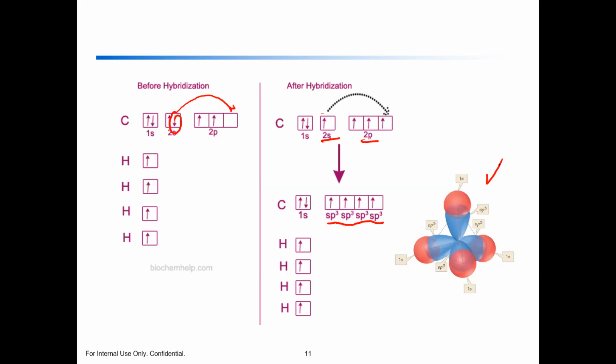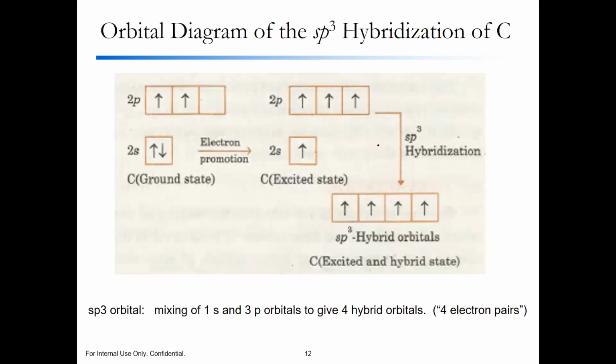So when I mix, can I mix an S and 3 p orbitals? Maybe I can mix an S and 2 p orbitals. That might be possible too. So this is a little diagram again for a carbon, 2s, 2p. What's going to happen? One of these electrons is going to go up there. And then these two orbitals are going to mix.